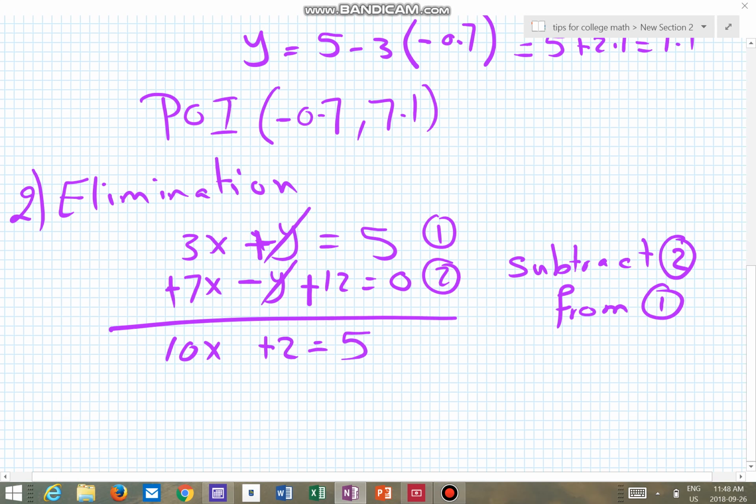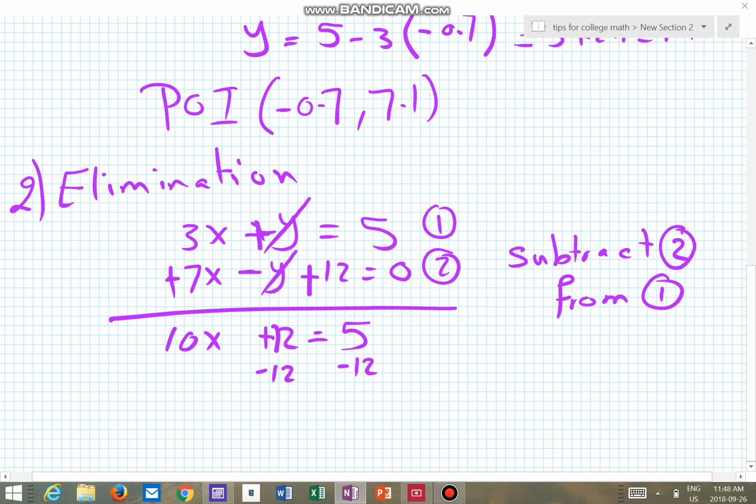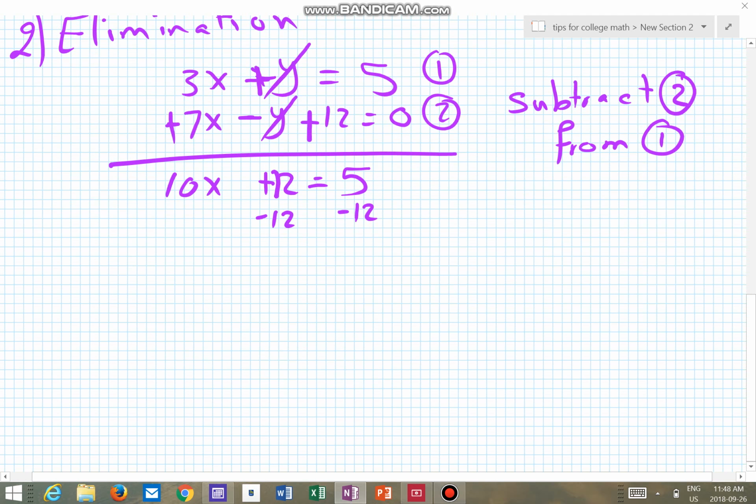I need to get rid of that 12, so I will subtract 12 from here, subtract 12 from there. So what will be the result? I have 10x equals negative 7. Well, the same as we've gone through before. Divide by 10, divide by 10, then x equals negative 0.7. Take that, put it in any of these two equations, find the y value.